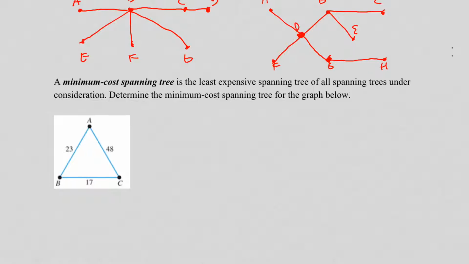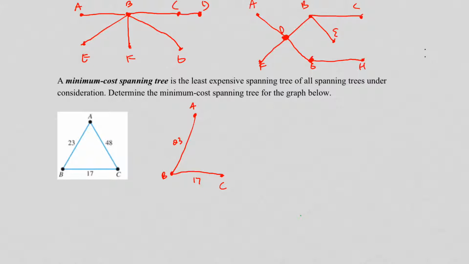Okay, so the triangle is not a tree, but it is a graph. You can connect A, B, and C like this. So that would be 23 and 17. Okay, that's a tree. Or you could connect these two as such. So it's going to be 23 and 48.